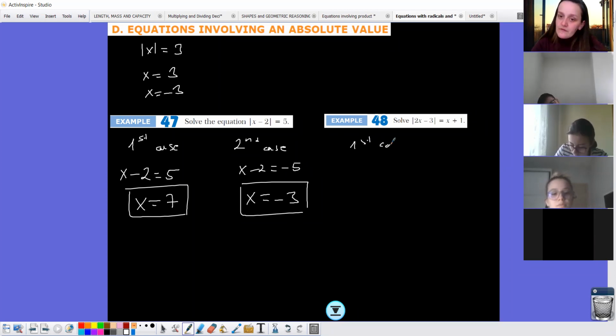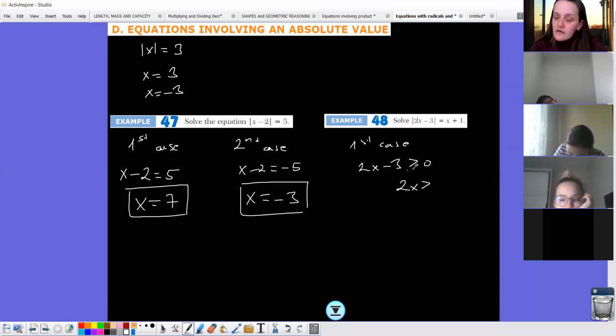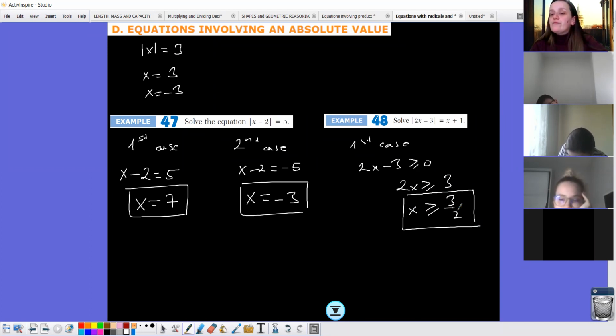First case, again, when 2x minus 3 is greater than or equal to 0. What does greater than or equal to 0 mean? When it is positive, it means. Okay. So here, 2x is greater than or equal to 3, I'm taking minus 3 to the other side. And x will be greater than or equal to 3 over 2. Our x values will be greater than or equal to 3 over 2 for the first case.